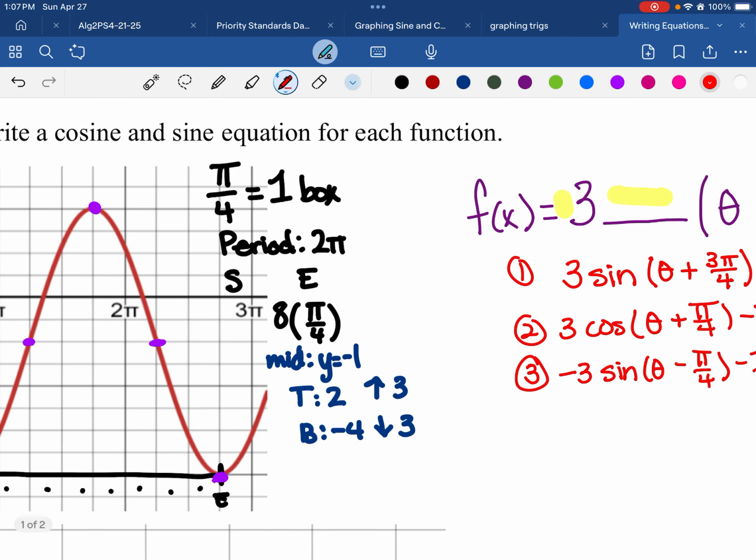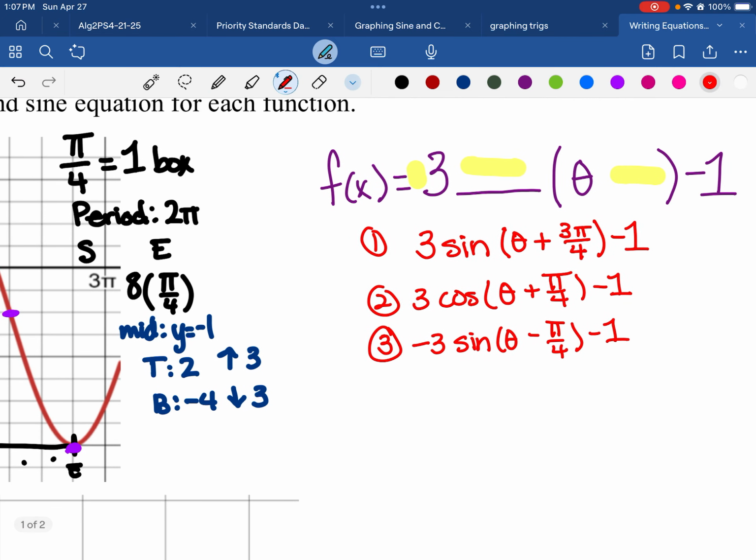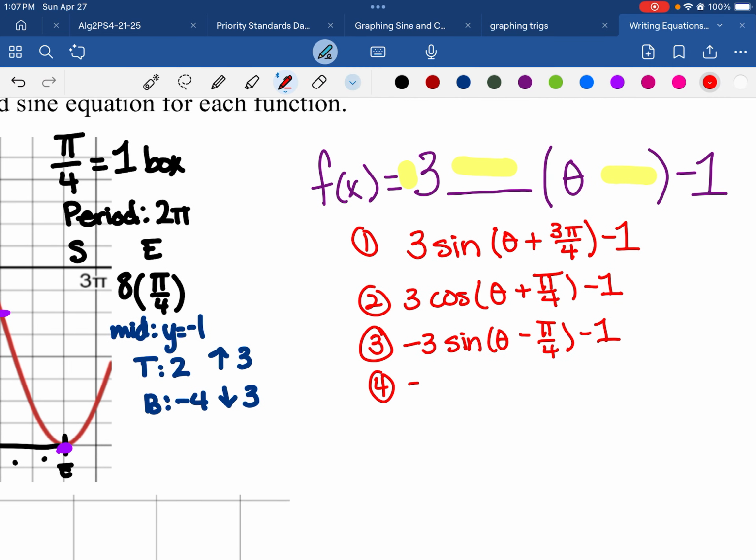And I'll do one more. I'll do number 4. It's a negative cosine because it's upside down. 3 boxes. So I would have negative 3 cosine theta minus 3 pi over 4 minus 1.